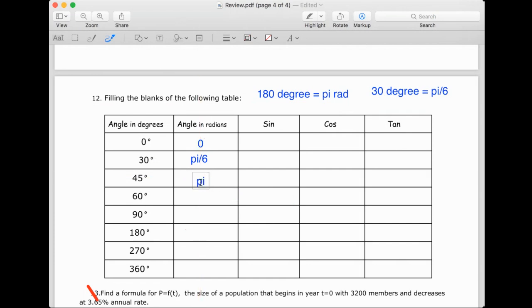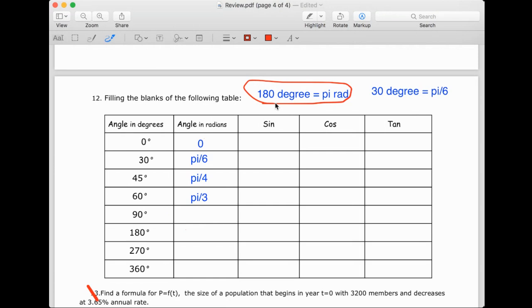We get 4, right? So that means 45 is pi divided by 4. What about 60? If we do 180 divided by 60, what do we get? We get 3. Pi over 3. All from this equation.